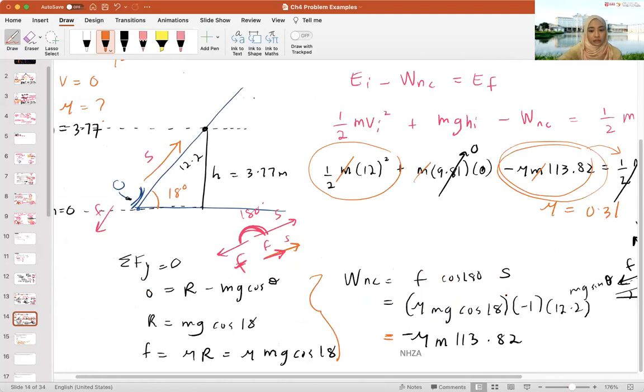Okay, so I hope that is clear. It's a little bit confusing. Just keep it on the initial side if you like. You don't have to change.